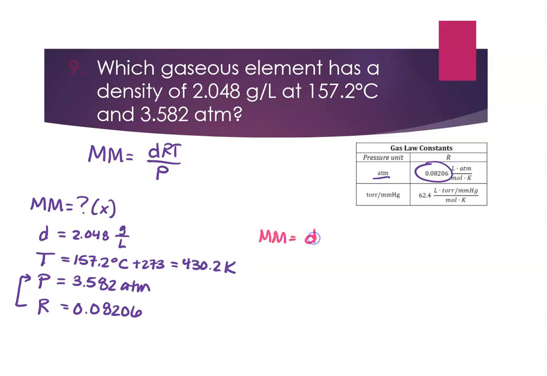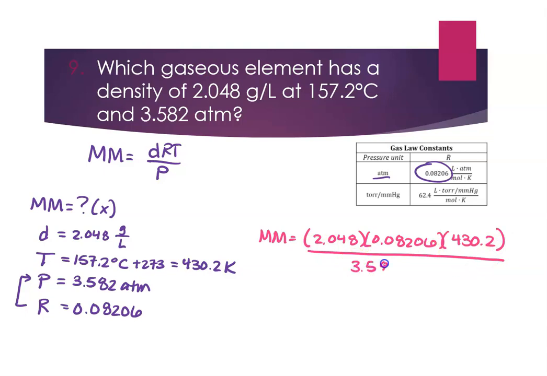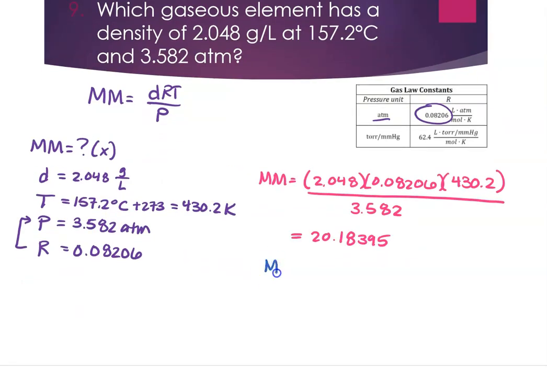MM is equal to D, which is 2.048. R is 0.08206. T is 430.2. And P is 3.582. So when we do all of this, we get 20.81395. And then we've got 4 sig figs, 4 sig figs, 4 sig figs. So my answer will have 4 sig figs. So the molar mass here is going to be 20.18 grams per mole.